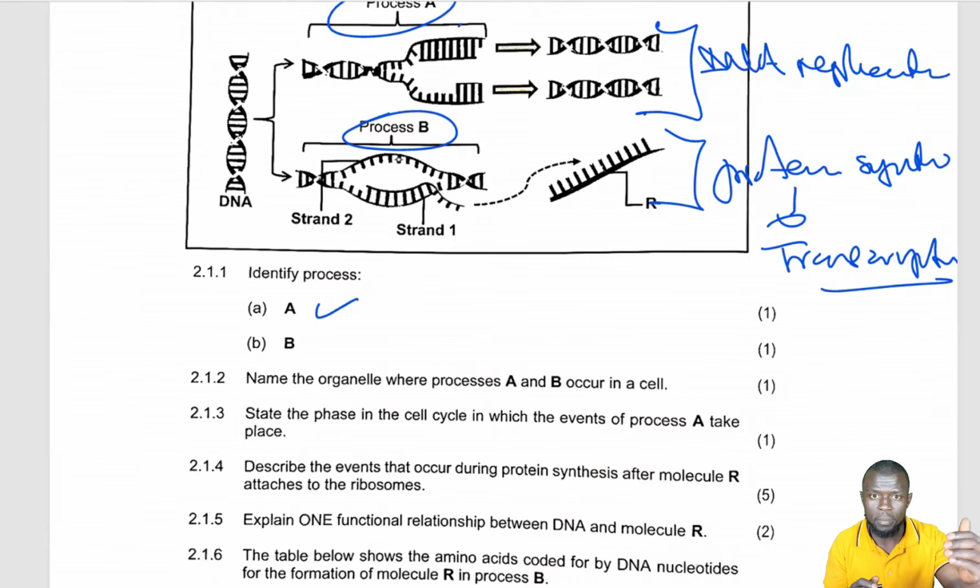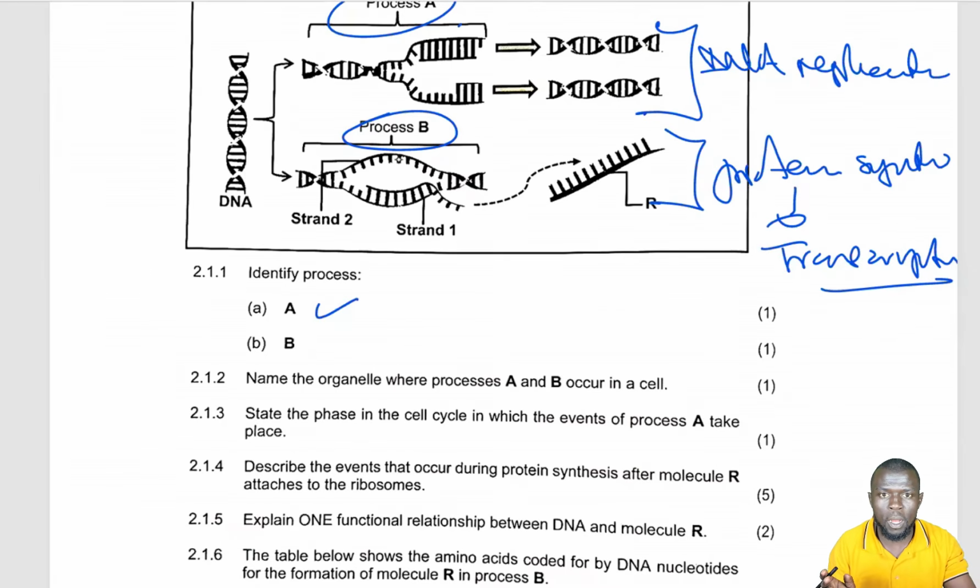So you look at the steps: DNA replication occurs in the nucleus, and transcription also occurs in the nucleus. In DNA replication, the double helix DNA unwinds. It's the same story here: the double helix DNA also unwinds. If you look at the differences, in replication two strands act as a template, while in transcription one strand acts as a template.